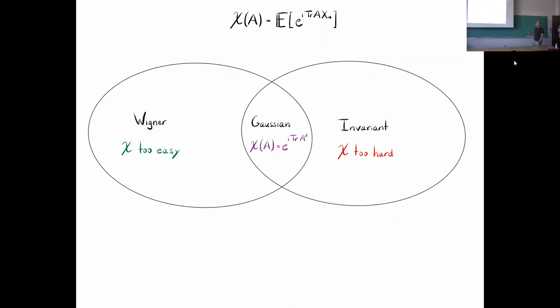So if you take a Wigner matrix, where all the entries are just IID random variables, and you take its characteristic function, it's just going to factorize into a product of the characteristic functions of the entries, which doesn't tell you anything. And then the intersection of these is Gaussian ensembles, which, according to what I just said, have a characteristic function that looks like the exponential of i times some quadratic form. I wrote down trace A squared, but you could have a mean or a variance.